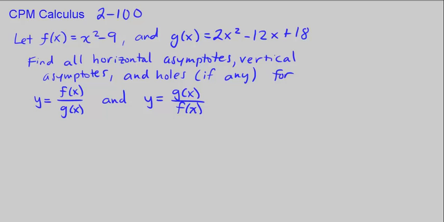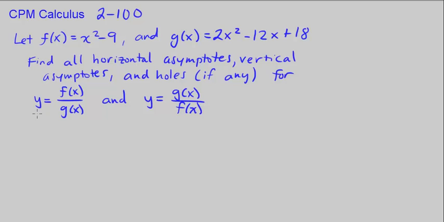This is CPM Calculus Chapter 2, number 100. So here we're given this. Let f of x equal x squared minus 9 and g of x equal 2x squared minus 12x plus 18. We're asked to find all horizontal asymptotes, vertical asymptotes, and holes, if any, for y if it's f of x divided by g of x, and y if it's g of x divided by f of x.